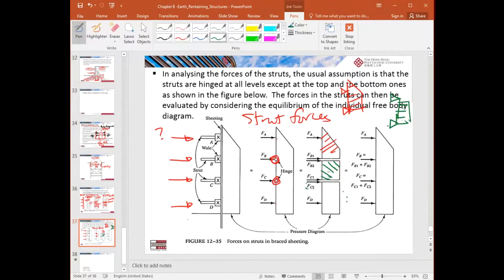Very easy, right? A beam under UDL. So you've got FB1 and FB2. You add these two together, and that will give you the strut force here, FB. In other words, FB will be equal to FB1 plus FB2, right?